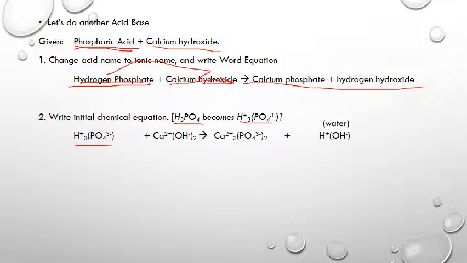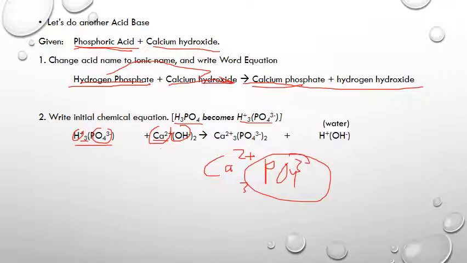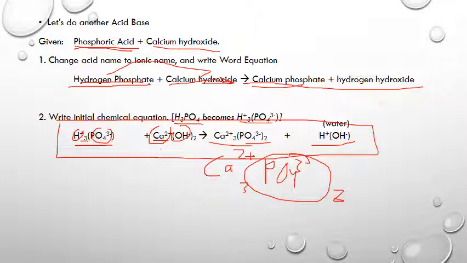So H3PO4. So it's H plus, 3 of them, PO4 3 minus. Calcium hydroxide is Ca 2 plus OH. Then you need to crisscross charges. Calcium phosphate is Ca 2 plus, phosphate PO4 3 minus, crisscross charges, and you get Ca3(PO4)2. And then HOH, which is water. Okay, so this is the unbalanced or the initial chemical equation.